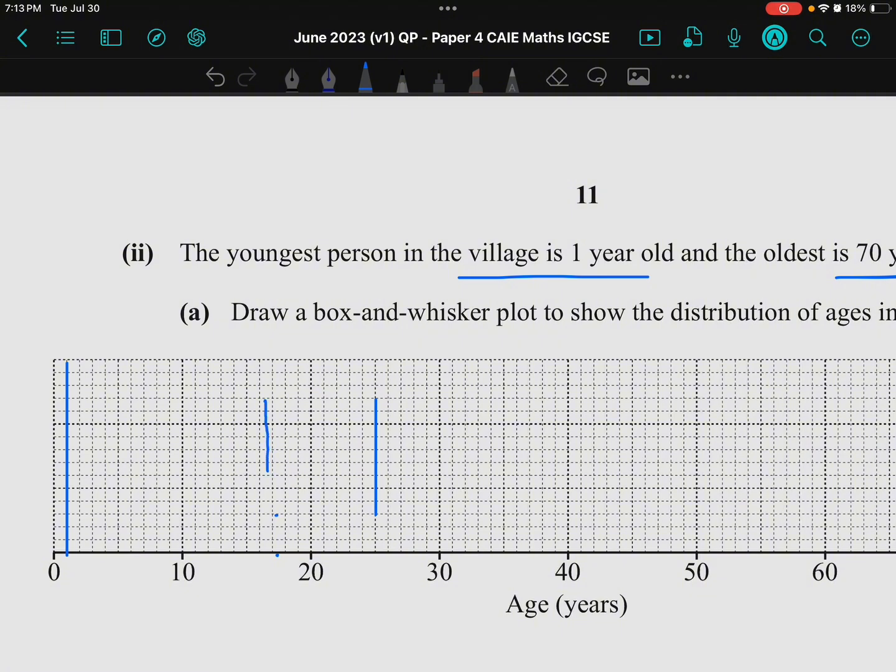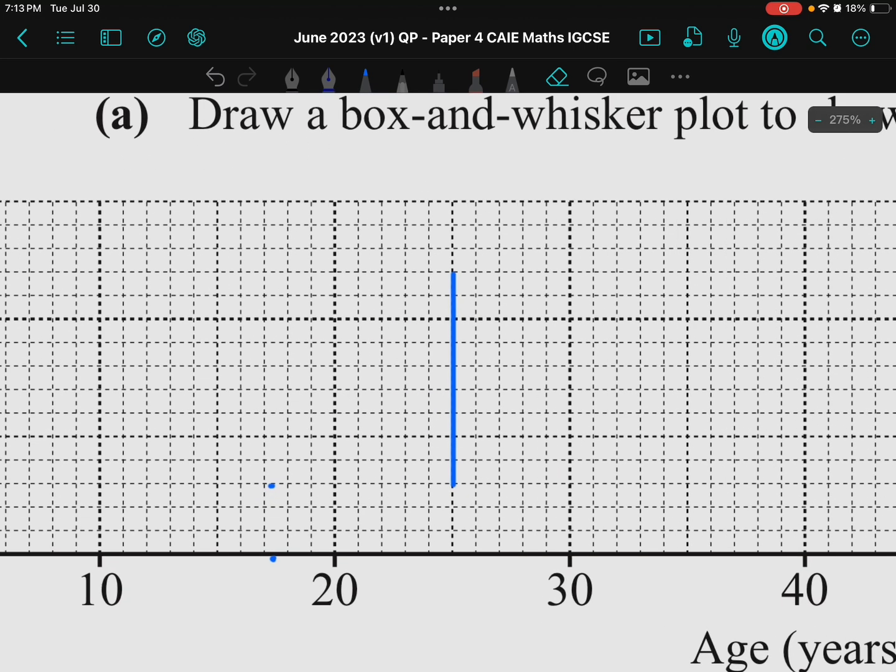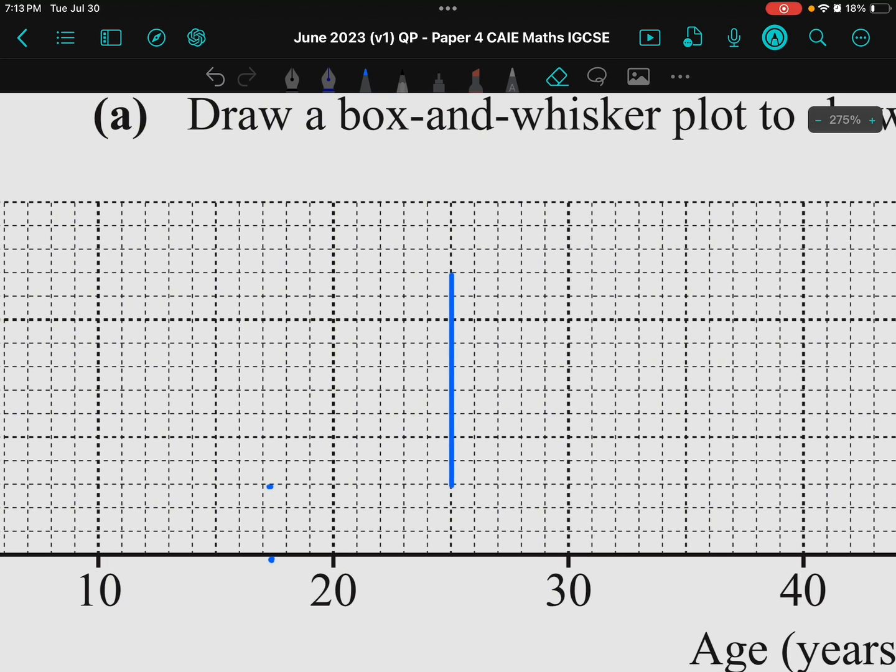So making the line for 17.5. No, this is not. One block away from here. So it is 17.5.